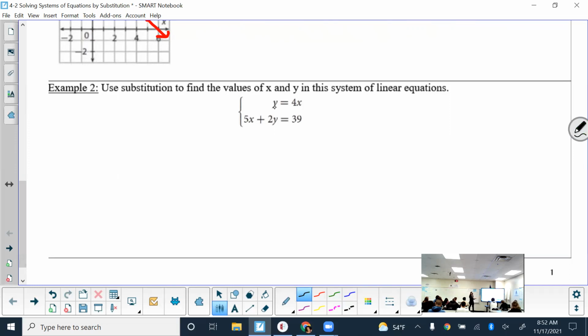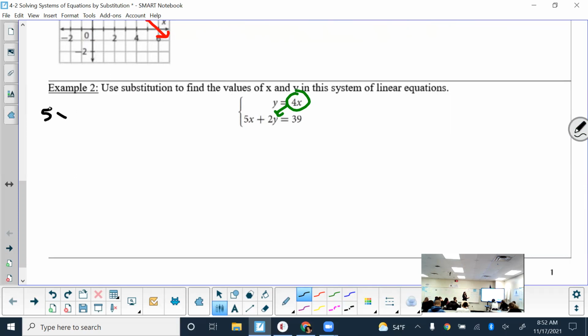Yeah, I have a y equals 4x. That y is by itself. So I don't have to rearrange it or anything. I can just use that one. So I'm going to take what it equals, which is 4x, and plug it into the other equation. Where will I plug it into? Into y, because that's what y equals.